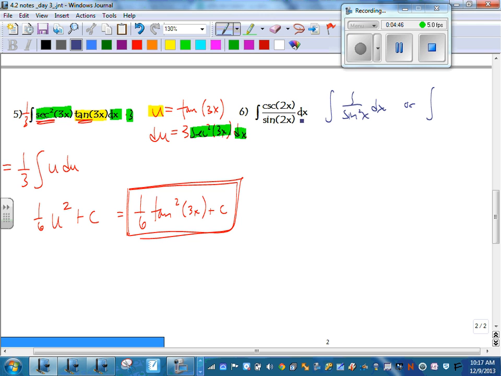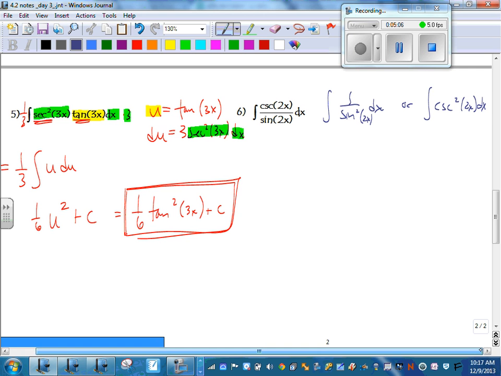Or we can rewrite the 1 over sine of 2x part. Sorry, this should be 2x. We can rewrite the 1 over sine of 2x part as cosecant of 2x. So really we'd have cosecant squared of 2x. So there's two different ways we could rewrite this problem. Now, for what we're trying to do here, take the antiderivative, what do you think is the better option?